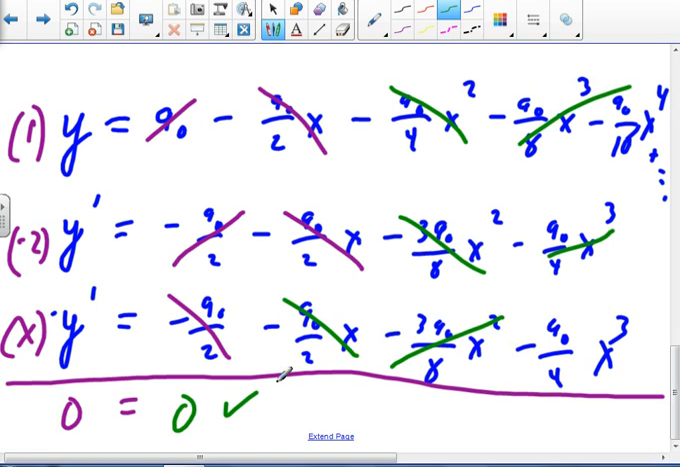So my check: I can't check past where I am, because I need another derivative to go any further out. I need another term in my equation. So that guy checks.